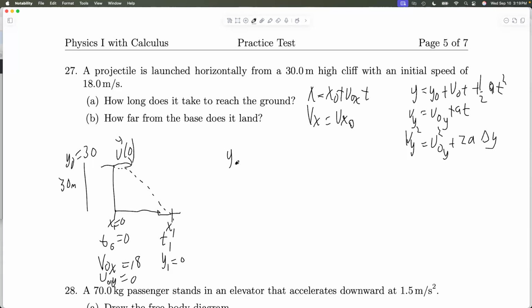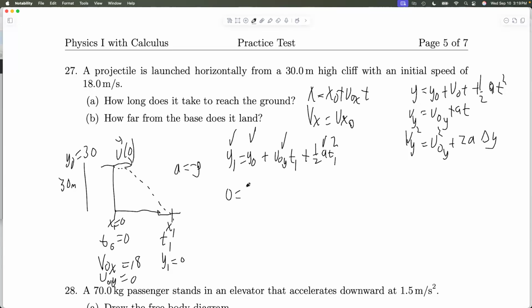So y1 should be y0 plus v naught in the y direction, t1, remember these have to go together, plus 1/2 a t1 squared. I know both y's. I know v naught. I know a. A, of course, is negative g. So I can solve for t1.